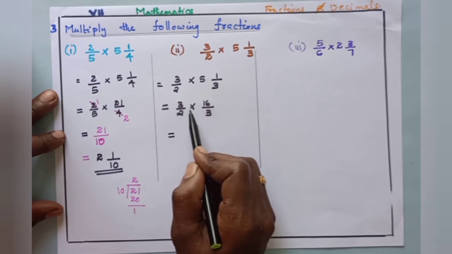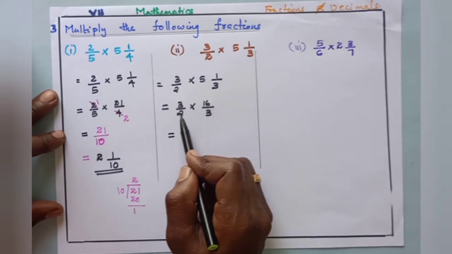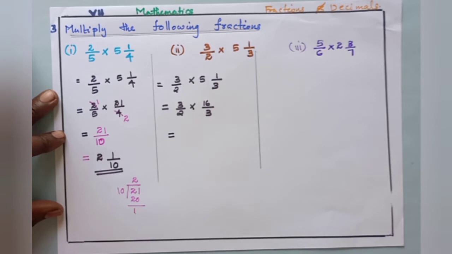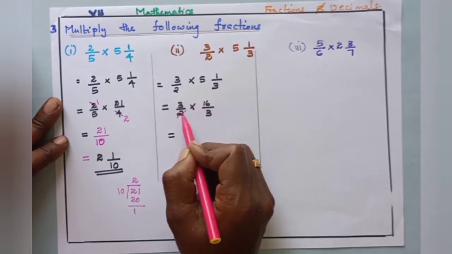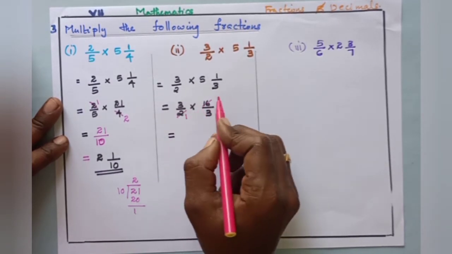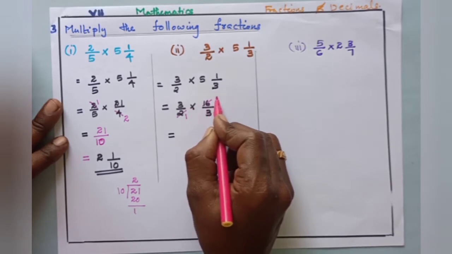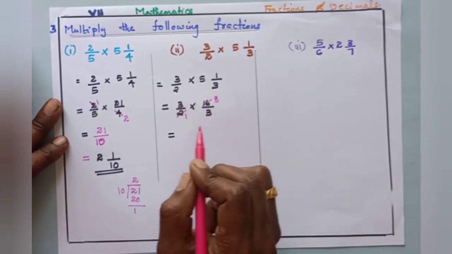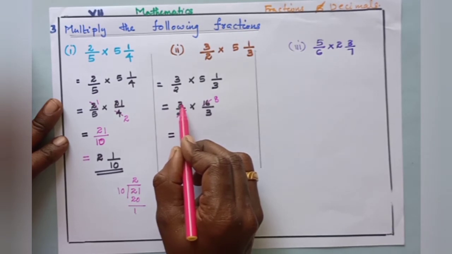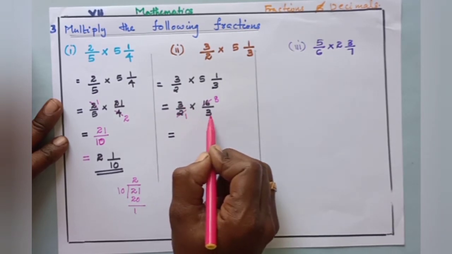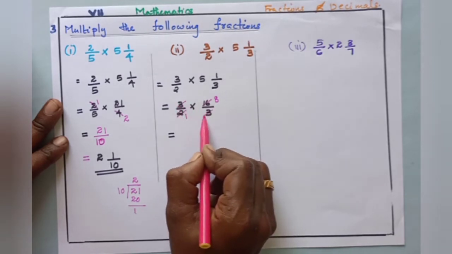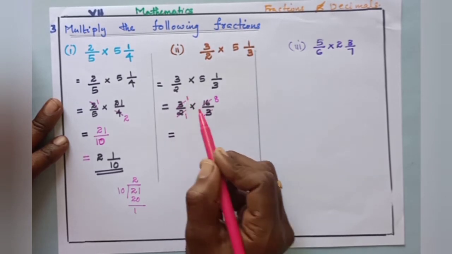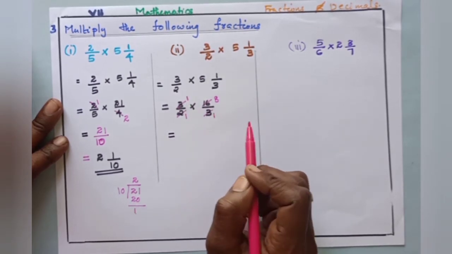Denominator 2, numerator 16. So we can cancel 2 and 16 by the highest common factor 2. 2 1s are 2, 2 8s are 16, so 8. Then see here the numerator 3 and the second fraction's denominator 3. So 3 and 3 cancel by the highest common factor 3. 1 3 is 3, 1 3 is 3.